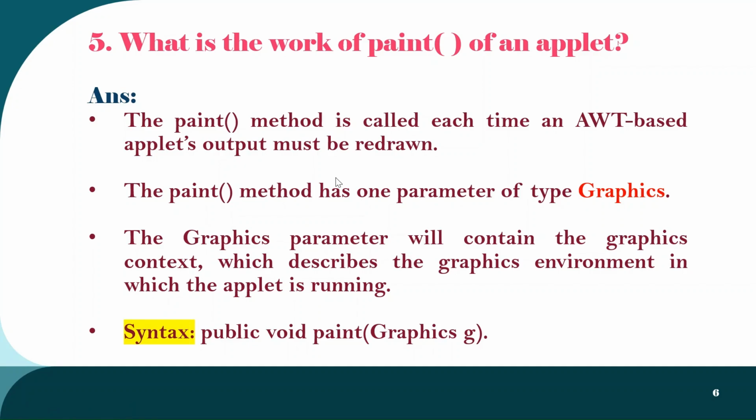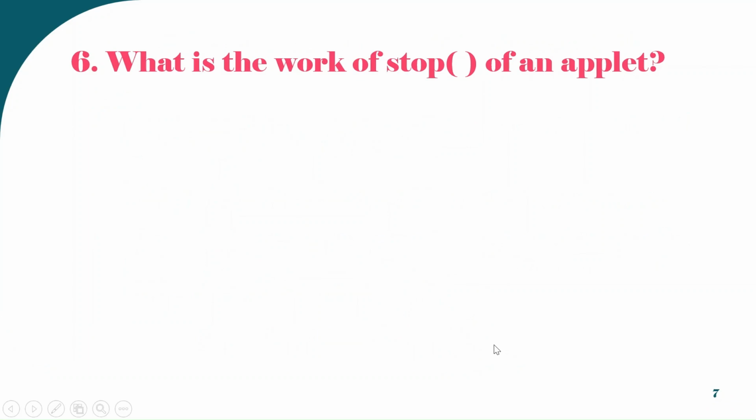or you can work out with some graphics. Like if you want to draw a line, you have a drawLine method. If you want to draw a rectangle, you have a rectangle method like that. Then the syntax is public void paint, and you're passing the Graphics parameter. What is the work of stop method of an applet?